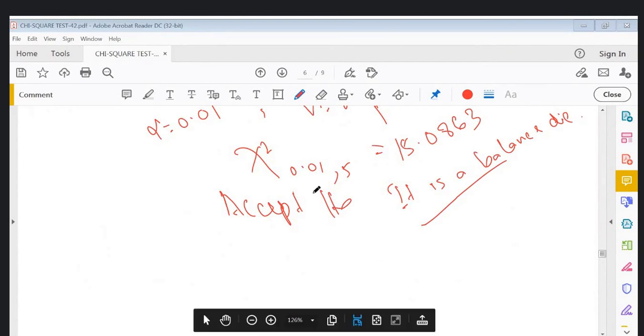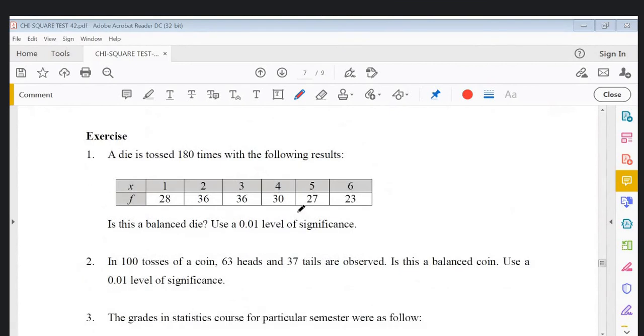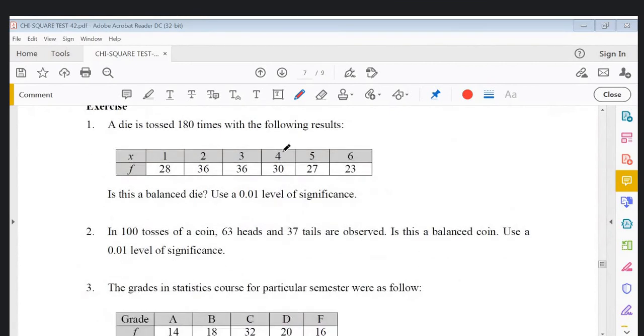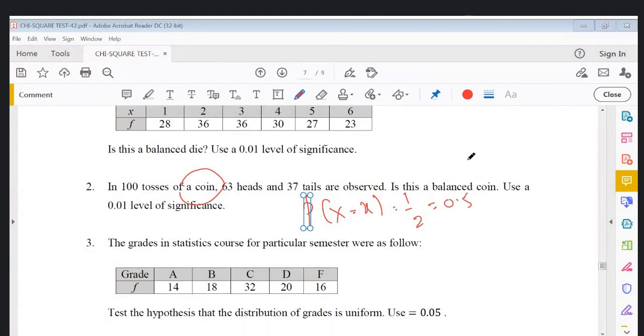Okay, no problem for this one. We discuss, number 1 is already done. Now the number 2. What is the probability P(X)? It is a coin. What is the value of P(X)? Okay, 1 over 2, or 0.5. Okay, we have this one, we have 2.